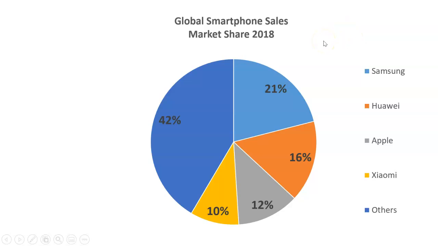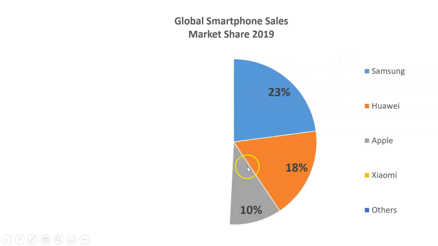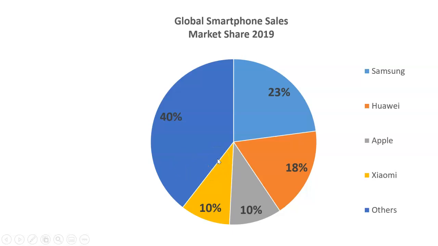But over time that changes. So in 2019, for example, Samsung's global market share went up. Huawei's went up, Apple's went down. Yeah, that's what happens to market share over time. It's not a constant thing. Each year it's going to be different.